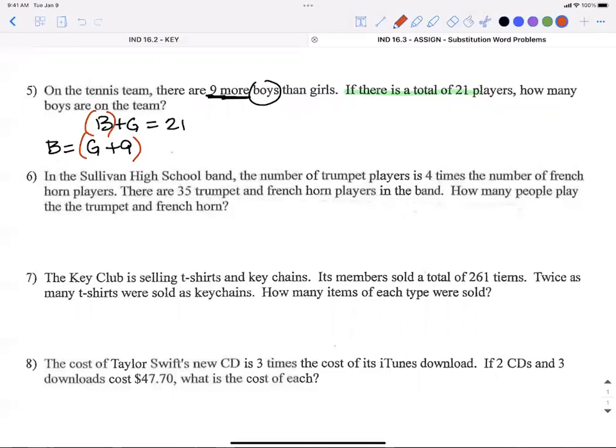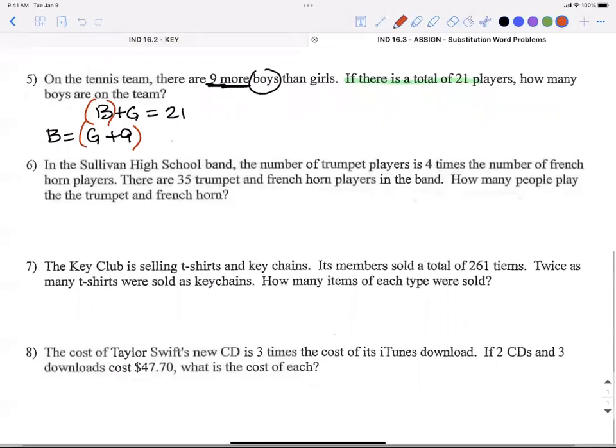So we have what B equals. We can substitute it in the other equation for B, and then we can solve. I'm not going to work that one. I just wanted to help you set it up.